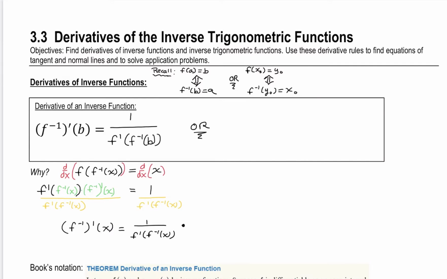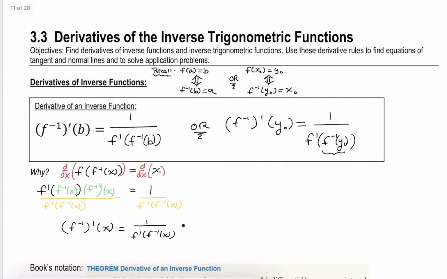So we could also write this, just using this notation, f inverse prime of, instead of b, I could call it y sub 0, is equal to 1 over f prime of f inverse of y sub 0. So these two obviously are the same thing. Now, f inverse of y sub 0, that is really equal to x sub 0.